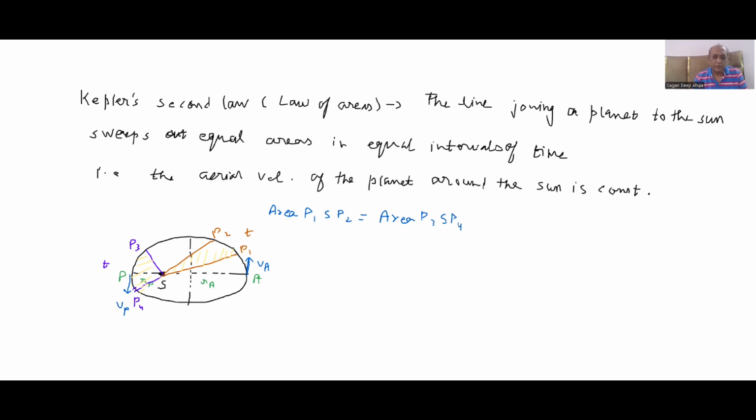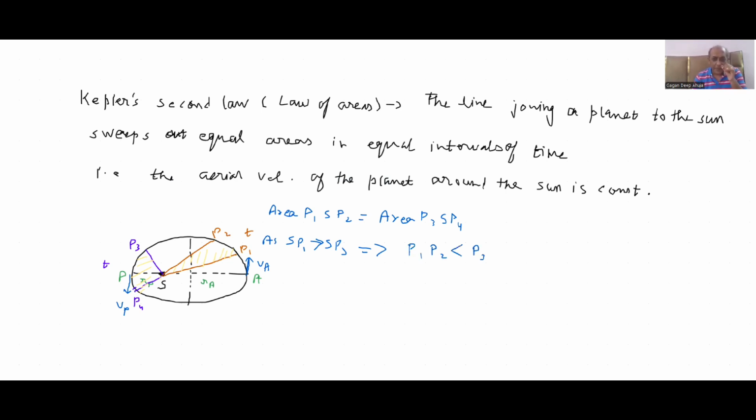But you can see that SP1 is greater than SP3. So this implies that when the distance increases, when the radius increases, the length of the arc will reduce so that the area can be kept constant. The length of the arc will reduce. So that means P1P2 will be less than P3P4.